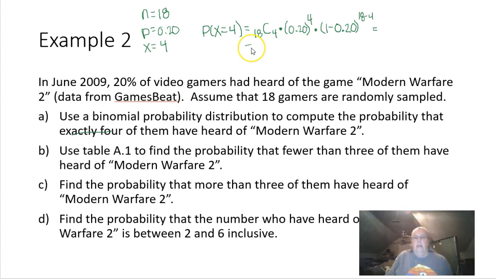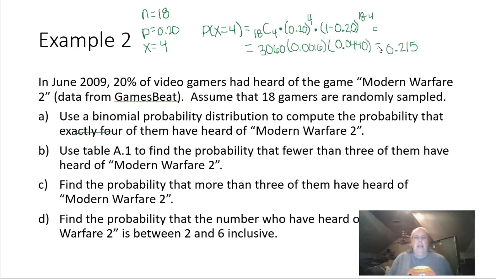So let's see. All right, so 18 things taken 4 at a time. This is going to be 3,060. And 0.2 to the 4th power is going to be 0.0016. And then 1 minus 0.2 to the 18 minus 4 power, this is going to be 0.440. And this is after we did some rounding. And then we can put all that in the calculator to get our final answer. And this is going to give me 0.215 after I've rounded it off.